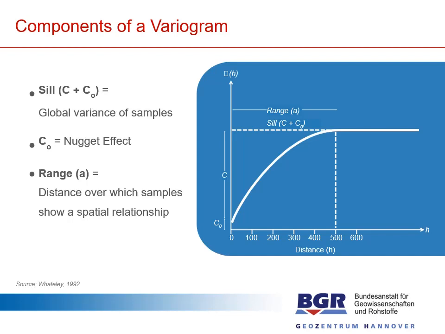So in a mineral deposit, the samples do have a spatial relation, because this area is the mineralized area, and if you are outside of this mineralized area, outside the range A, you have a very high variation and no spatial relation. On the left-hand side, you have until 500 meters distance, you do have a spatial relation. On the right-hand side, the distance is too far from the core of the mineral deposit, and there's no more spatial relation.